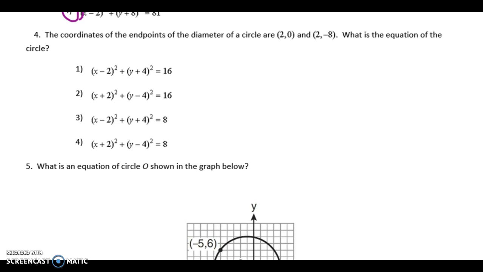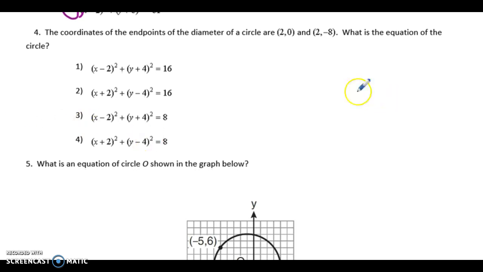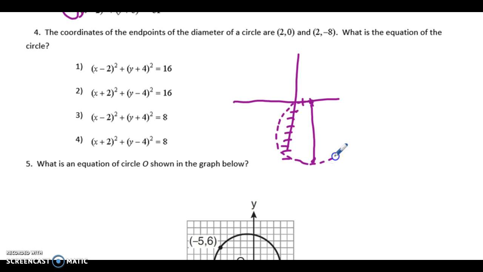And number 4, you kind of would have to look at this graphically. If I just sketch a graph quickly, sorry, that's crooked. I have 2, 0. So let's just say 2 zeros here, and 2, -8, 1, 2, 3, 4, 5, 6, 7, 8. Let's just say that's there. And so this is the diameter of my circle. What I need to know is where the center of my circle would be. So I'm just picturing my circle going like this, around this line.